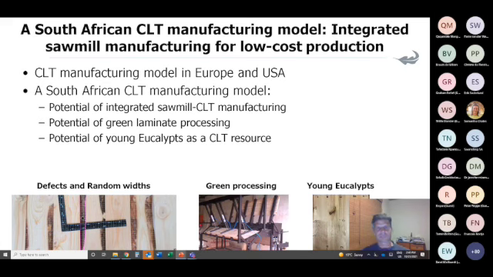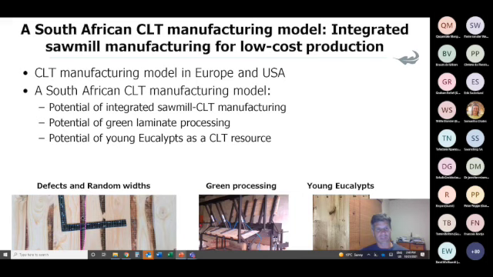The model for manufacturing CLT in Europe and the USA is that the CLT plants are usually separate entities from sawmilling. I think in South Africa, if we want to consider a lower cost model, it will have to be integrated sawmill CLT manufacturing. If we do consider it, I think there's a host of opportunities to lower the cost of CLT, for instance, including various defects, random widths in CLT. Our initial estimation is that sawmills can improve the volume recovery by something like 10%, which is a huge amount.